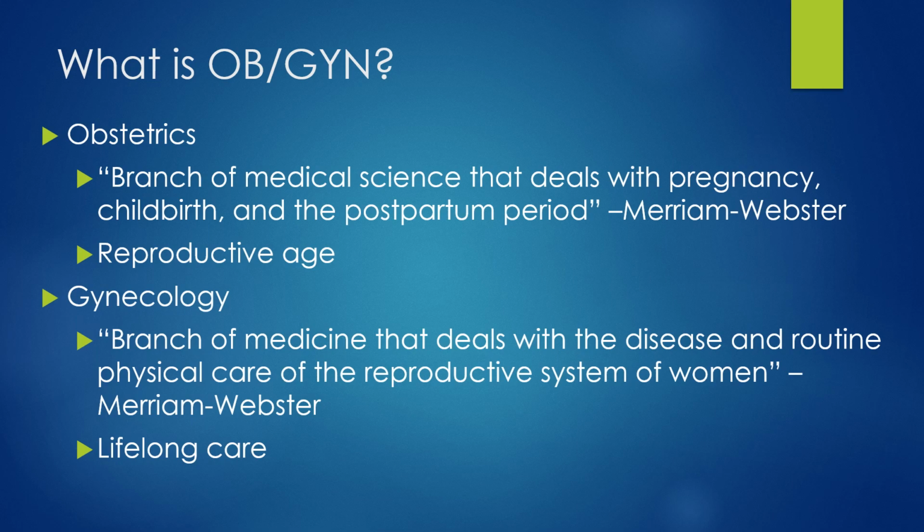What is OBGYN? OBGYN is the combined specialty of obstetrics and gynecology. According to the Merriam-Webster Dictionary, obstetrics is the branch of medical science that deals with pregnancy, childbirth, and the postpartum period. Obstetric patients are of reproductive age. The Centers for Disease Control and Prevention, or CDC, as I will refer to it from now on, defines it as ages 15 to 49.